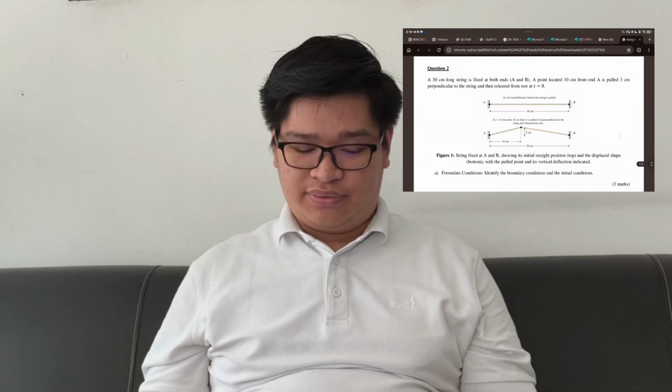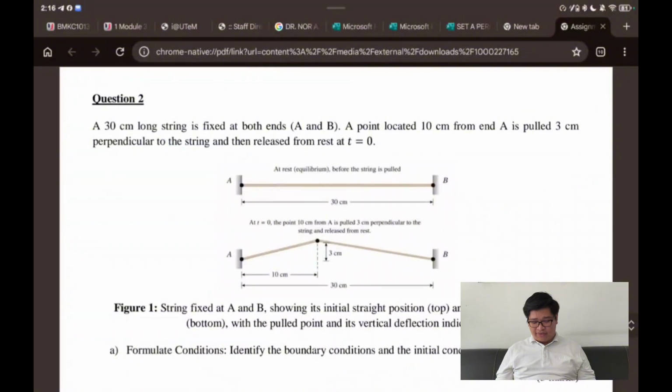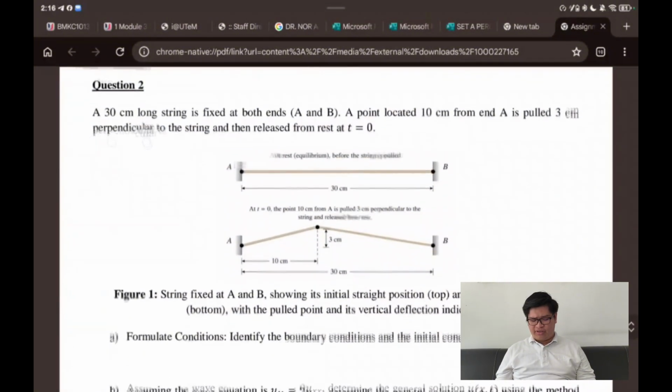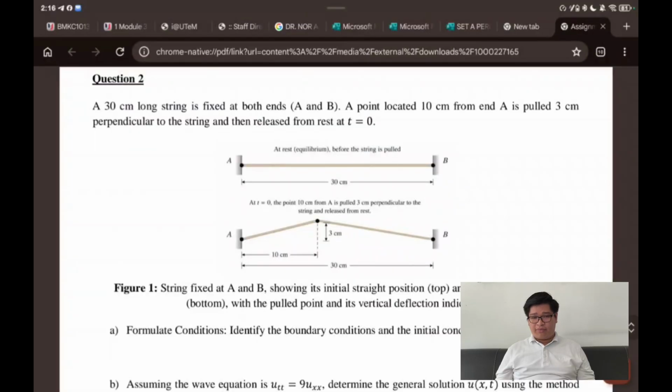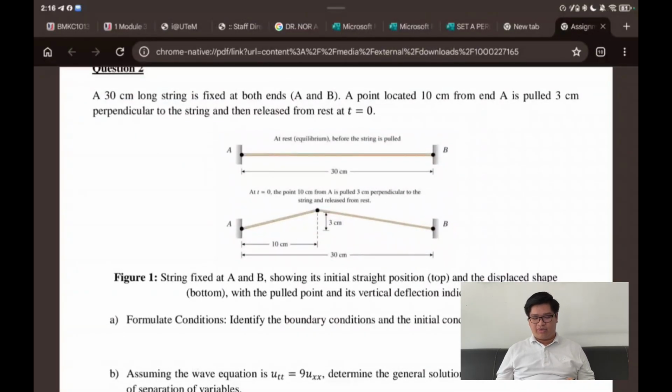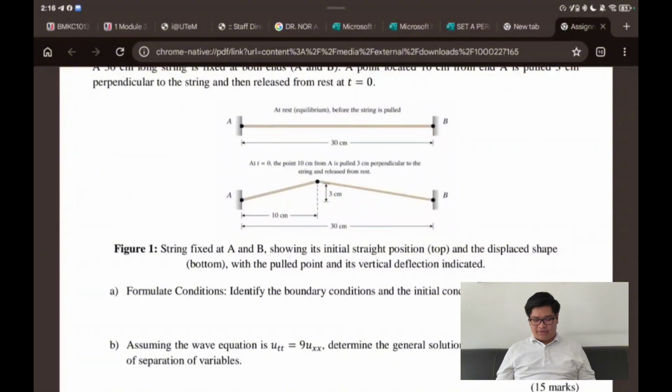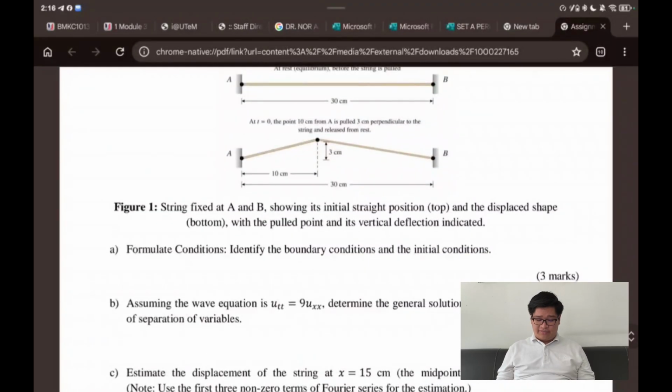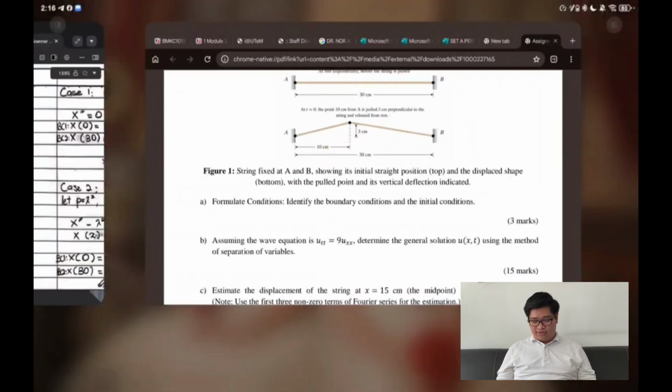So I'm going to answer question 2. A 30 cm long string is fixed at both ends A and B. A point located 10 cm from point A is pulled 3 cm perpendicular to the string and then released at rest when t equals 0. So at equilibrium, the string is not pulled. Then when it is pulled at t equals 0, from 10 cm away from A, it is pulled upward 3 cm. So the question asks to formulate, identify the boundary condition and the initial condition.